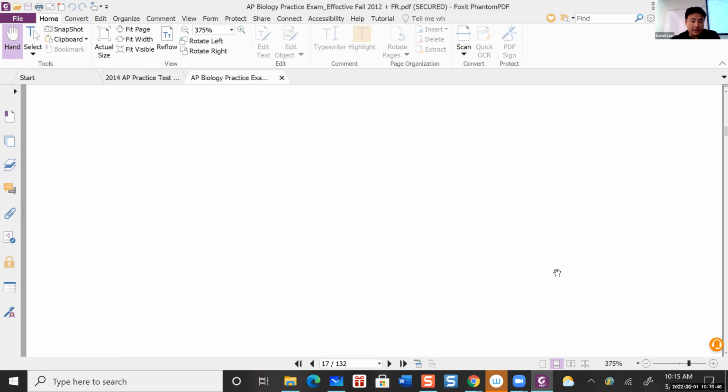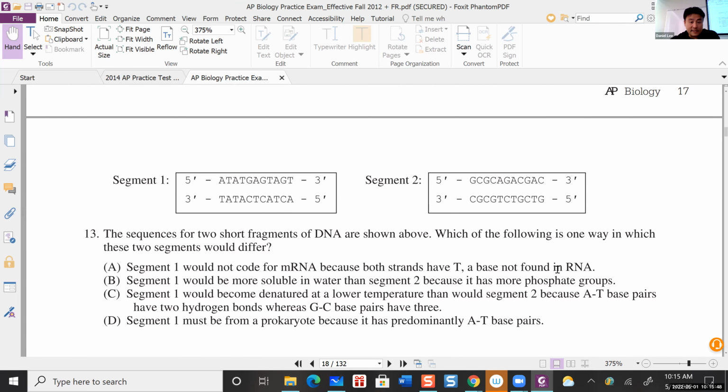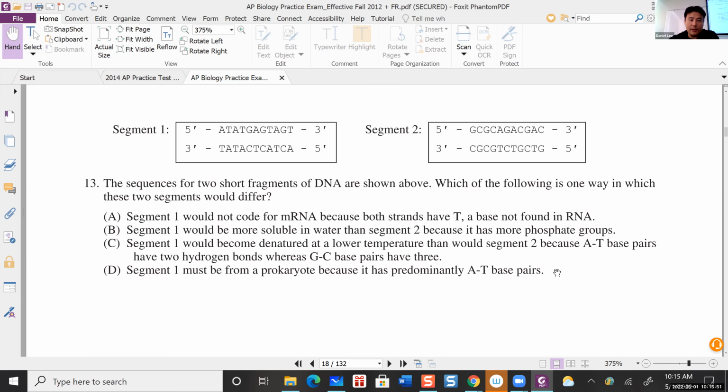We're gonna go to data analysis first, okay? And then unless I see some question I wanna talk about. Why don't we look at this one? I don't know what this is. So let's see number 13.